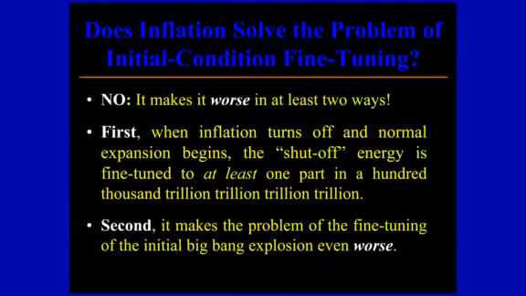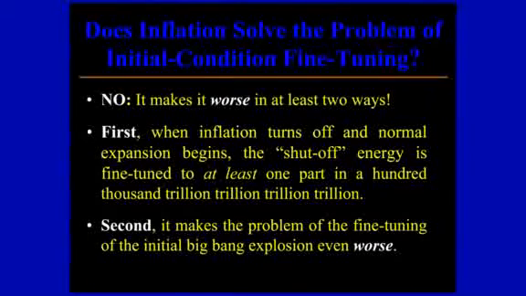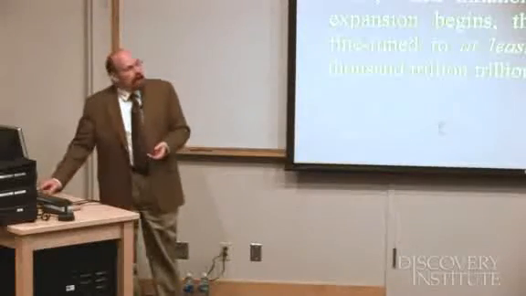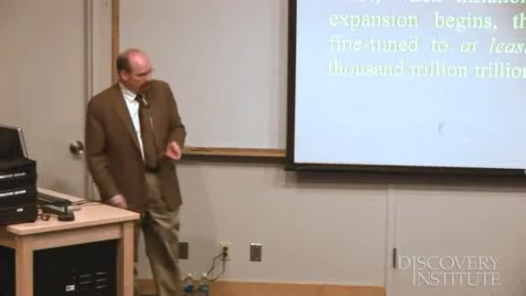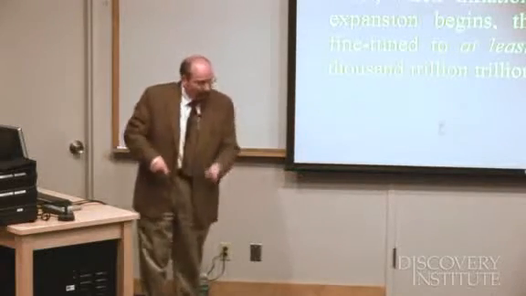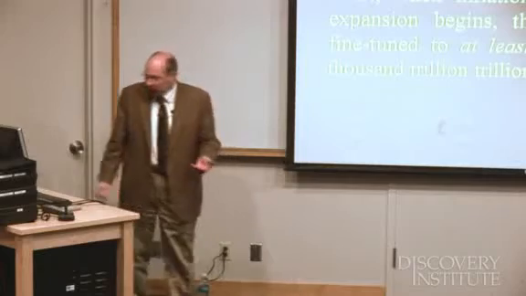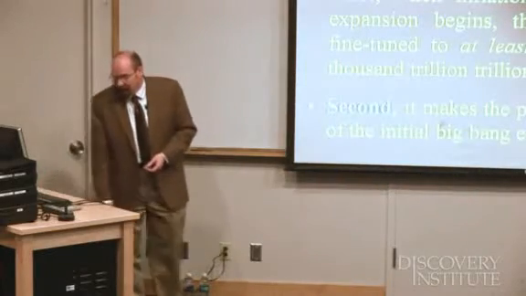But there's a huge amount of energy involved in that, and it has to shut off just right to get our universe. And so the shut-off energy of the inflaton field, as it's so called, has to be fine-tuned, depending on the model, to either as low as 1 part in 10 to the 53rd to as much as 1 part in, again, 10 to the 123rd. So essentially, you've filled a smaller hole by digging a much deeper one, is the basic picture.